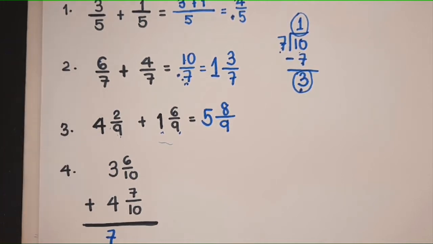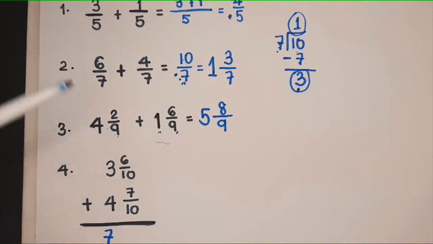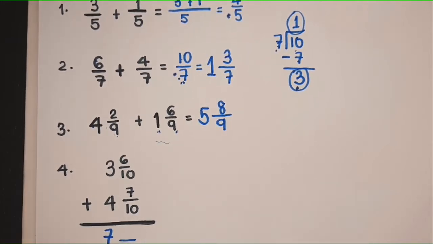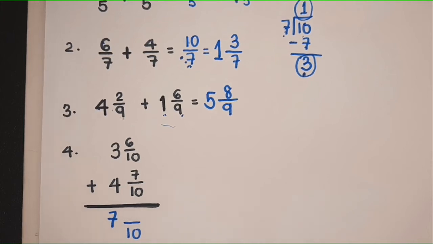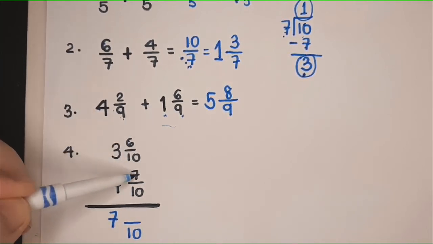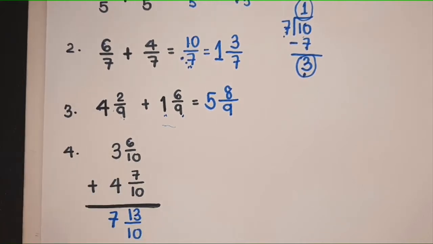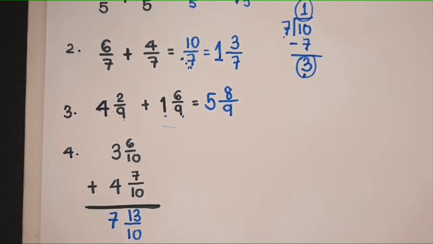And then how do you add these two similar fractions? You copy the denominator. So it's 10. Right? And then you add the numerators. So what is 6 plus 7? You have 13. Okay? But this is not yet in simplest form. Because 13 over 10 is an improper fraction.